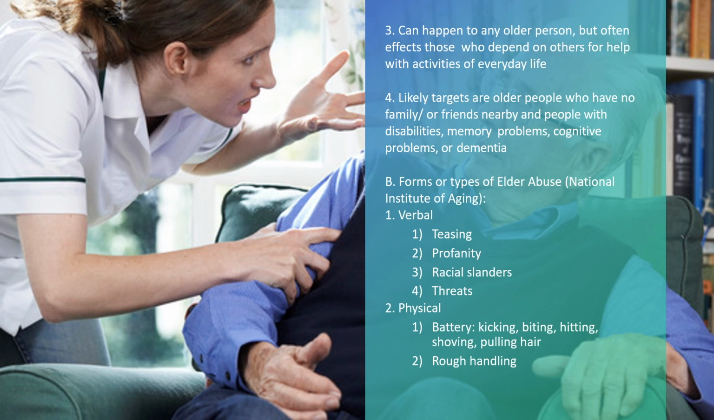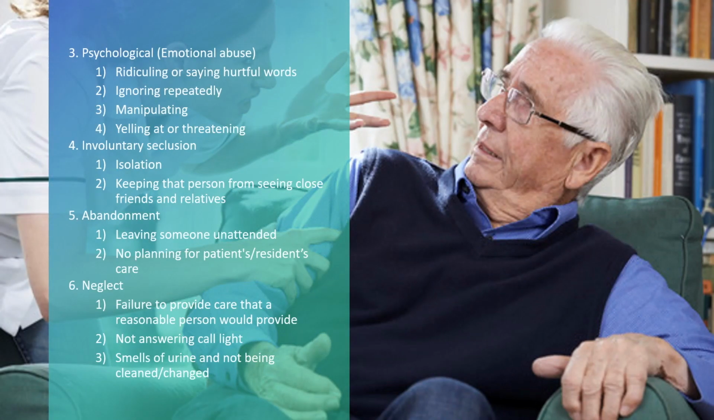1. Verbal: teasing, profanity, racial slanders, threats. 2. Physical: battery, such as kicking, biting, hitting, shoving, or pulling hair, and rough handling. 3. Psychological or emotional abuse: ridiculing or saying hurtful words, ignoring repeatedly, manipulating, and yelling at or threatening.